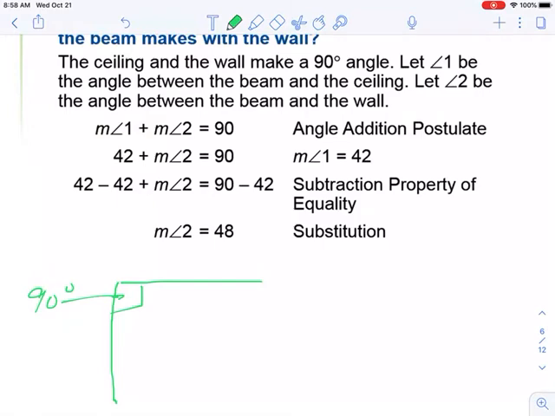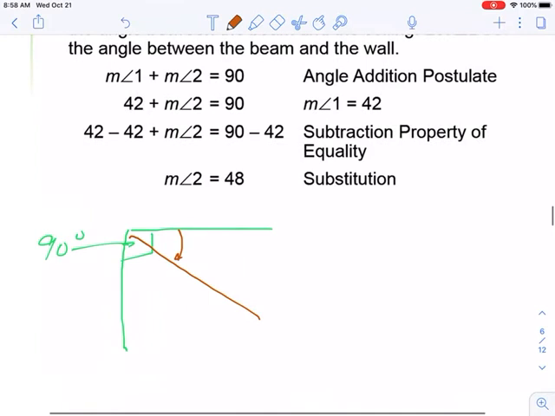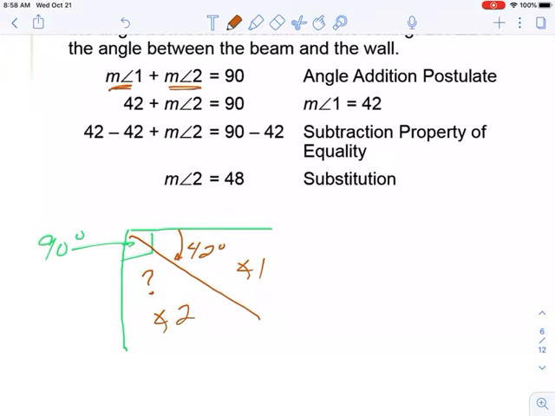All right, we have some beam, for whatever reason, going like this and forming a 42 degree angle. They're asking for the measure of this angle right here. So they have a setup. We could call this angle 1 here, and this angle 2 here if you want. That fits in with the notation they have up above. Angle 1 and angle 2 add up to 90 degrees because it's a right angle. Angle 1 is 42, so we stick it in there by substitution.